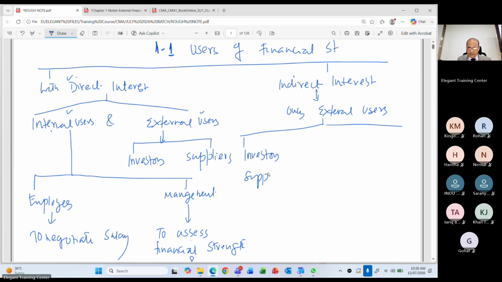Again, suppliers here. And stock exchange. What is stock exchange? Who can tell me what is stock exchange? The stock market, which is stock exchange, right? Dubai Financial Market, Abu Dhabi Stock Exchange, Bombay Stock Exchange, Cameroon Stock Exchange. We say stock exchange. Why does the stock exchange need your financials?